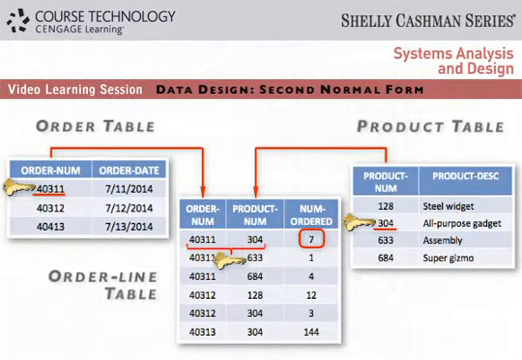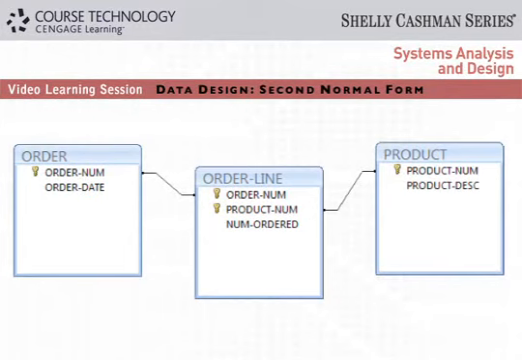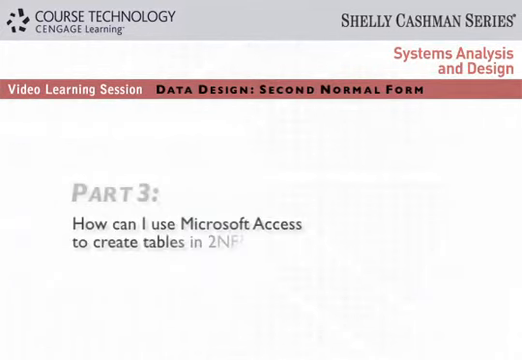In each table, all fields depend on the entire primary key. In 2NF, you enter data only once. If an order has 7 items, you enter 7 order line records, but you don't re-enter order dates, product descriptions, or anything else that you've already entered. In Part 3, you'll learn how Access can help you create a 2NF design.